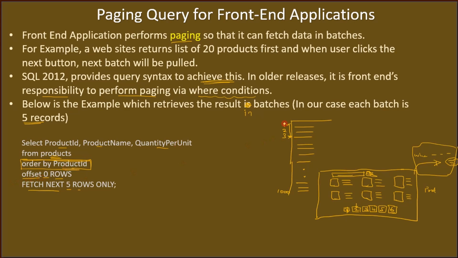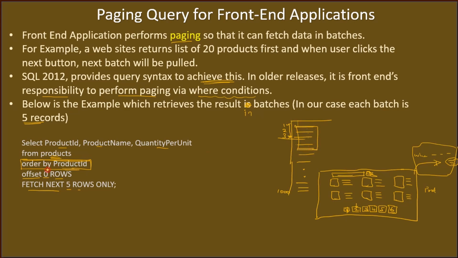So offset 0 rows means start from the very beginning. Offset 3 rows means skip the first 3, start from the fourth one. So offset 0 rows, fetch next 5 rows. Here in this case, if you see offset 0 rows, from here fetch 5: 1, 2, 3, 4 and 5. So this is one batch.